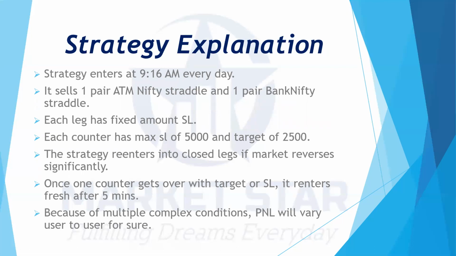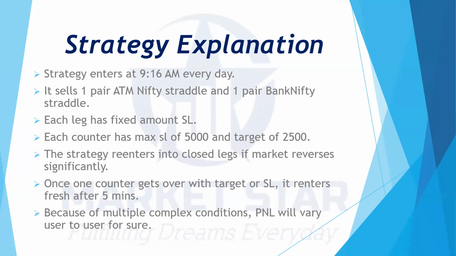Coming to the strategy explanation, what happens in this strategy? At 9:16, the market opens at 9:15. At 9:16 of every day, the strategy enters. So what happens in the entry? It sells one pair of ATM Nifty straddle. Suppose Nifty is trading at 15,920 now. Tomorrow, suppose the same figure is there, so the ATM strike price will be 15,900. So it will sell 15,900 call and put. That is one pair ATM Nifty straddle.